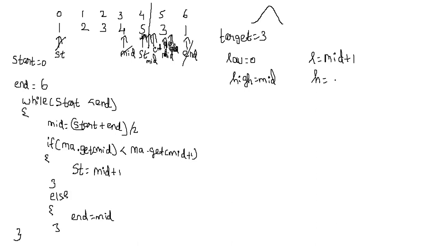H will be mountain array dot length minus 1. So this will be the last index value. For these two, I have to perform binary search. With the help of binary search logic, we can write the program very easily. I hope you are clear with the logic. Now let's try to implement this as a program.